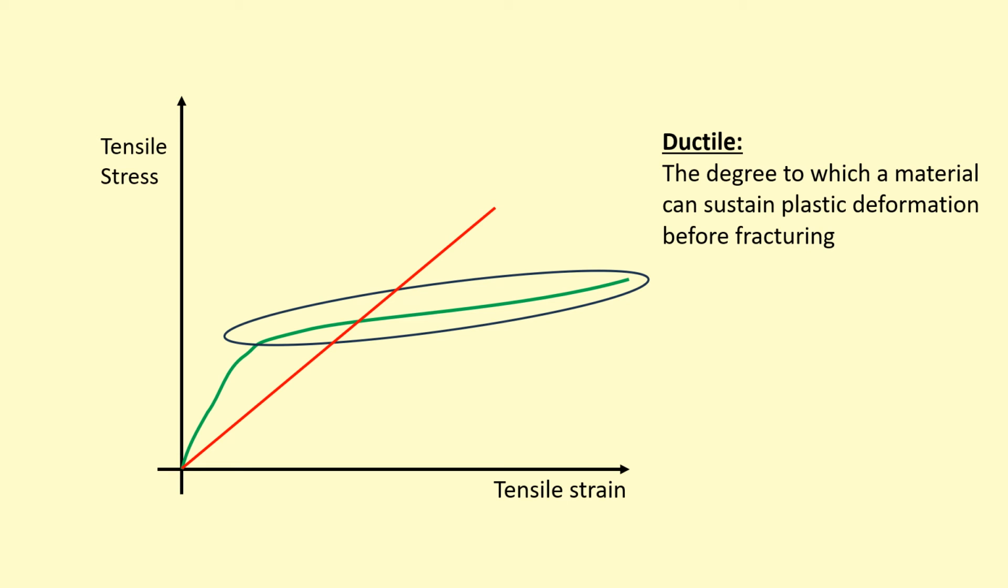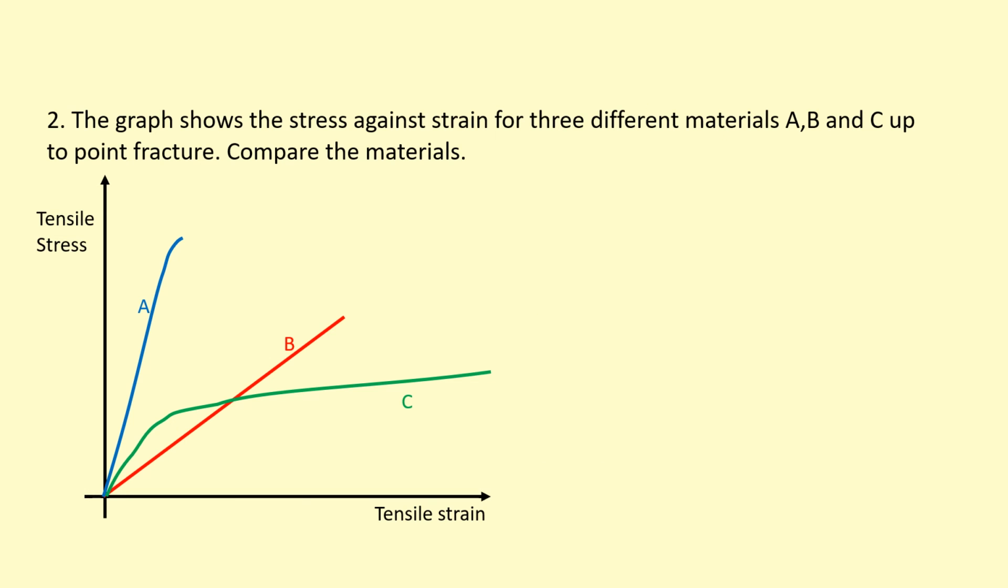Okay, the graph shows the stress against strain graph for three different materials, A, B, C, up to a point of fracture. Compare the materials. Let's start with which one is the stiffest. So that's the one with the steepest gradient. So the steepest gradient is going to be A there, followed by C actually, which is the green one, and then B, but then that changes after a bit.